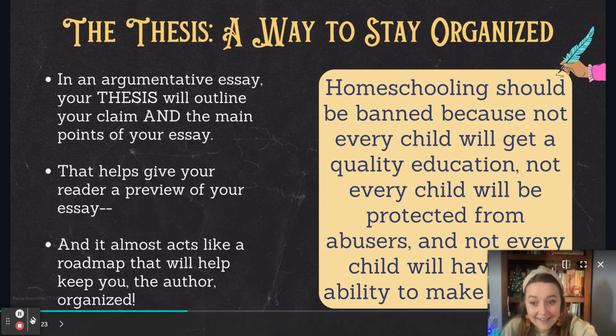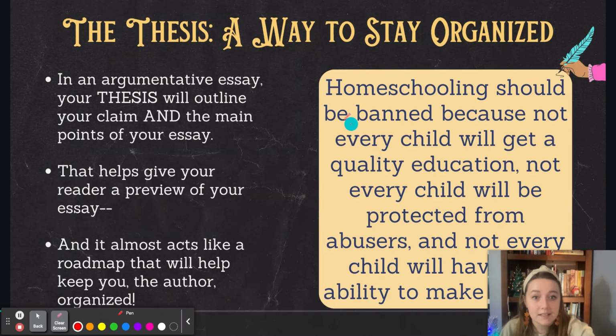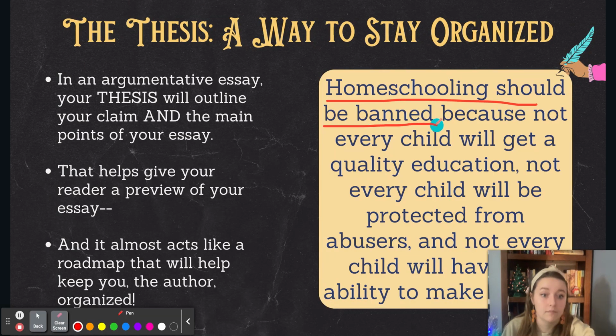Now, if I annotate this, if I write on this a little bit, homeschooling should be banned is ending up being my claim, right? That hasn't gone away. I'm still answering that question really assertively. I feel really confident. I'm almost stating it like it's a fact. But then I add in my three big reasons, and these actually end up being my three paragraphs. And usually, if you keep it in order, that really helps you stay organized.